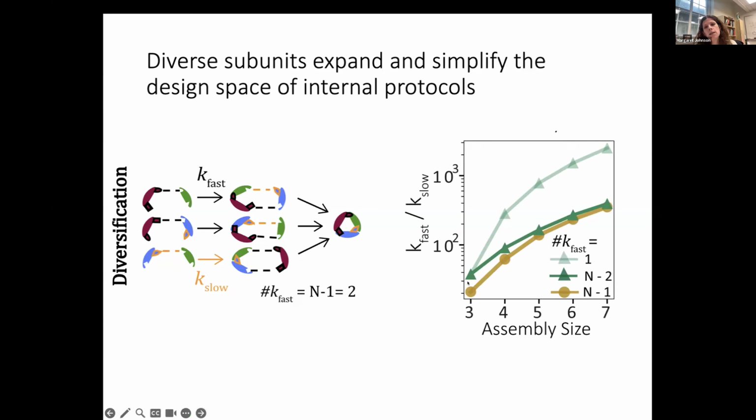The bigger the assembly, the more you have to stratify the rates, which actually makes sense because it takes longer to finish. If you have to keep adding in subunits, you have to wait longer before you nucleate another dimer. But the nice thing about having diverse subunits is that there's a bigger solution space, an analogy to a neural network: if you make the neural network deeper, it has more parameters, and there are more solutions you can get out of it. The same is happening with this assembly system. There are more solutions if you have diverse subunits versus if all the subunits are the same.